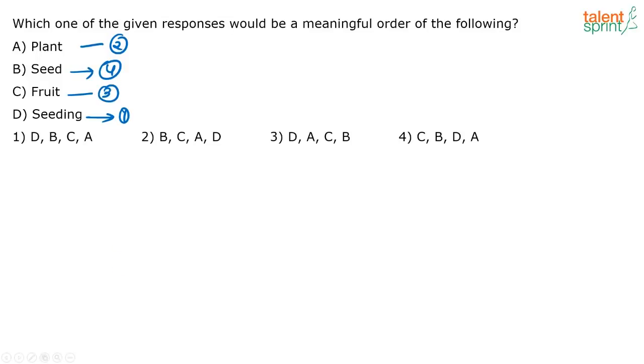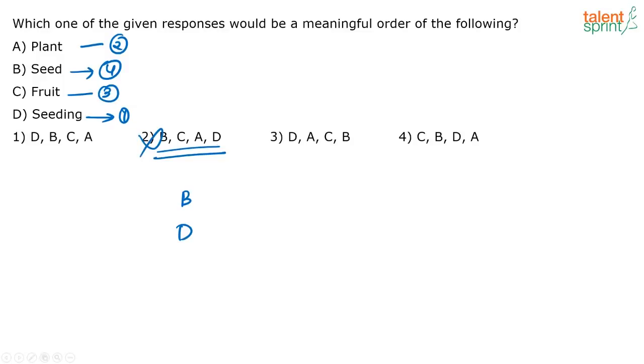Even though both the seedling and seed look very similar, when you have confusion like that, check with the options. Look at the option which is starting with B. Your confusion will be whether I should start with B or D. Now look at option 2. First it is saying seed, right? Then after seed, what are they saying? Fruit. That can never come. Then they are saying plant and seedling. So this option is gone.